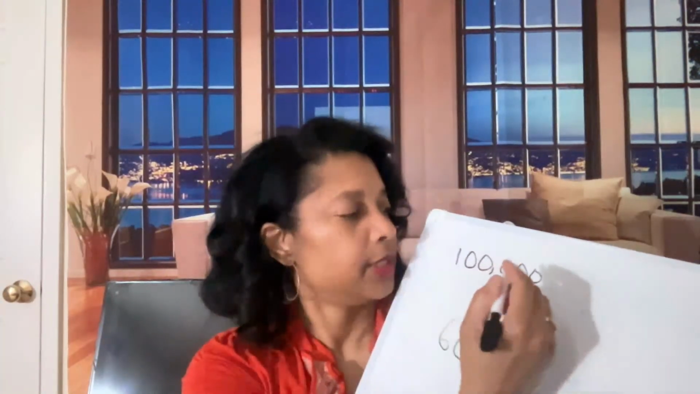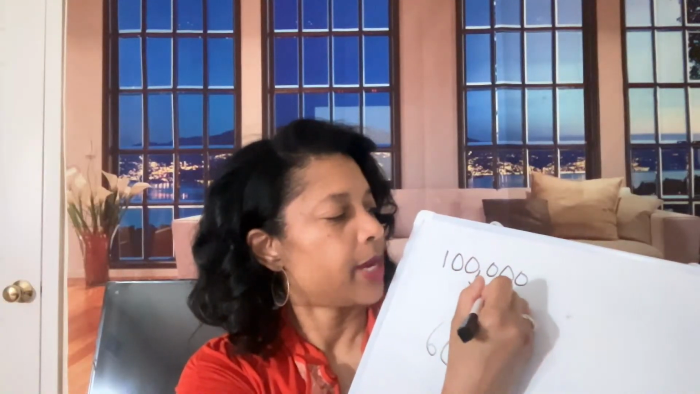All right, so let's get to this financial freedom number. All right. So say that you need $100,000. This is what your expenses are. So for your financial freedom number, you're going to take this and you're going to multiply it by 25.